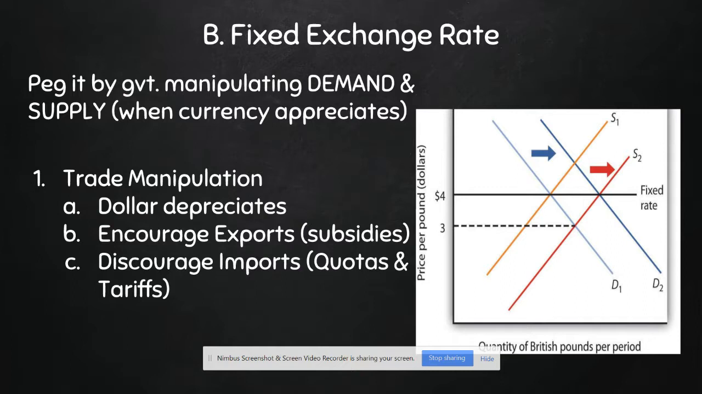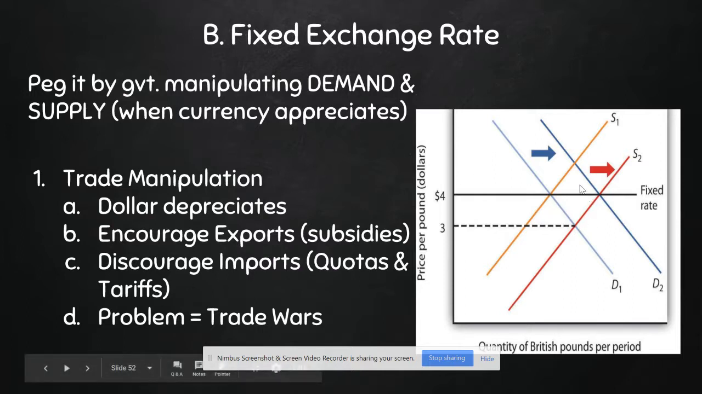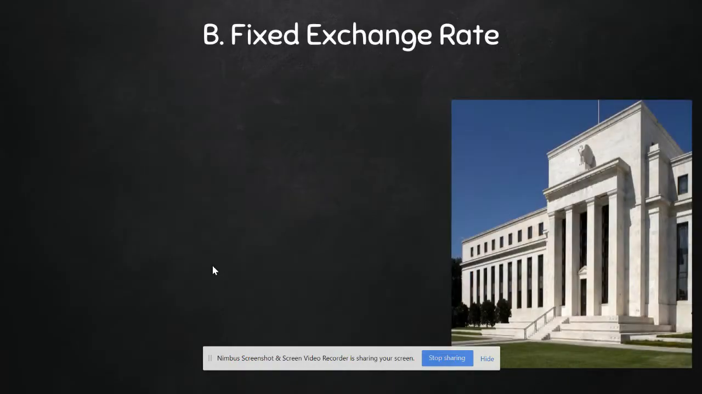So exports going up, imports are going down, net exports are rising. When net exports are rising, people are demanding my dollar, which appreciates my currency. So through manipulating my trade, I can actually make something like this happen and get to the desired exchange rate, right? The problem with this is if I'm manipulating my trade, especially when I do quotas and tariffs on another nation, I'm directly harming them and I might cause trade wars.